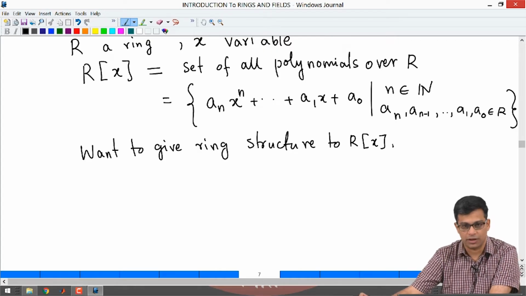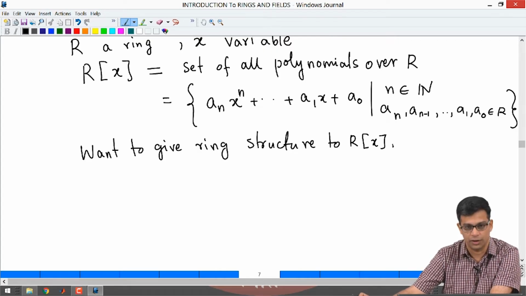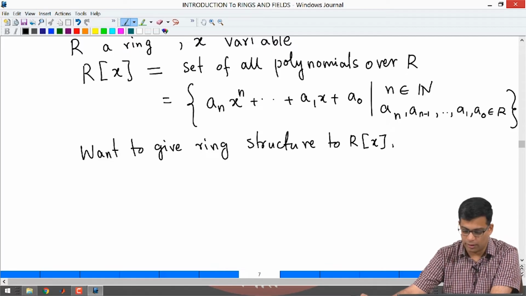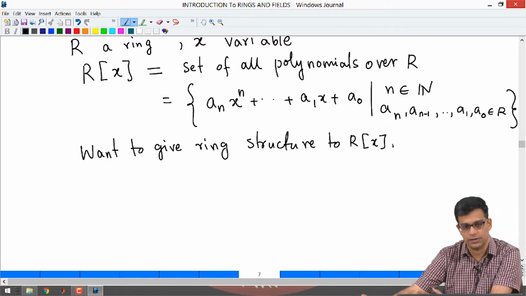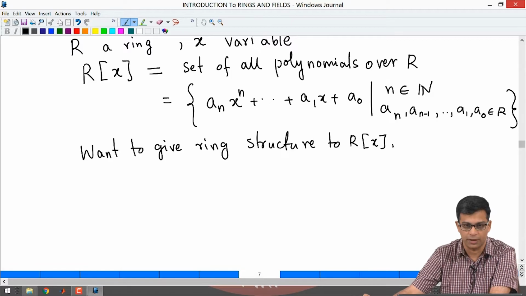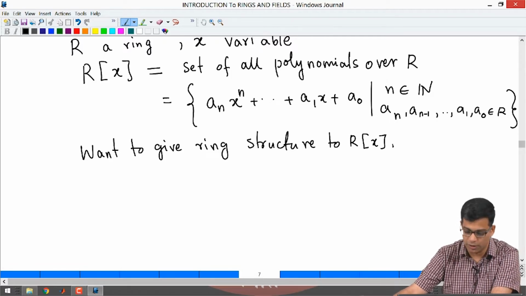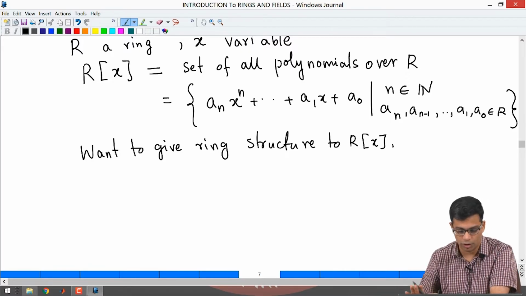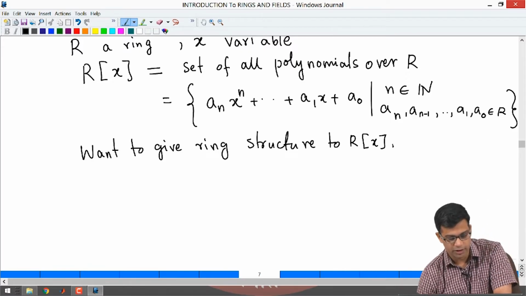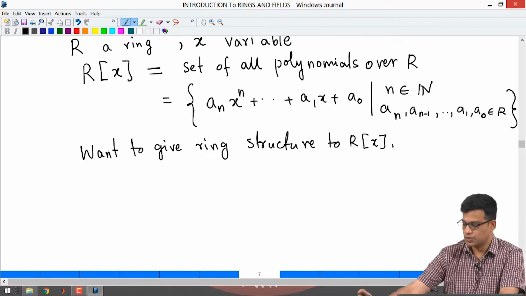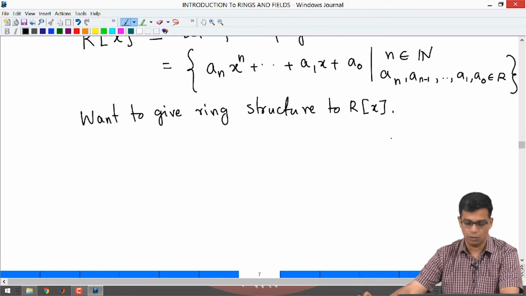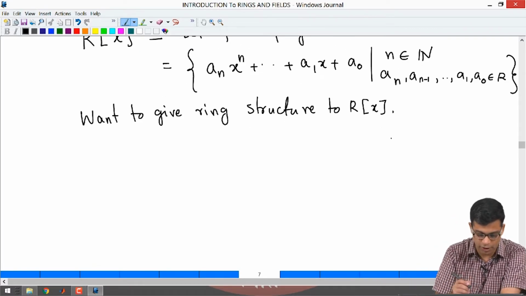So this is our next goal. What is a ring structure? Remember from the definition of a ring that we gave some time ago, a set is called a ring if it has two operations. We usually call them addition and multiplication. Under addition it has to be an abelian group, multiplication has to satisfy some properties but it need not have inverses, and addition and multiplication have to distribute. So there is one natural way to add and multiply polynomials. Let us recall what that is.